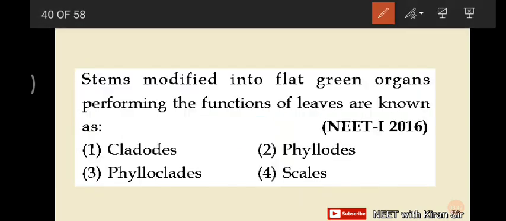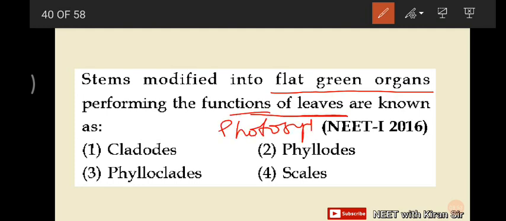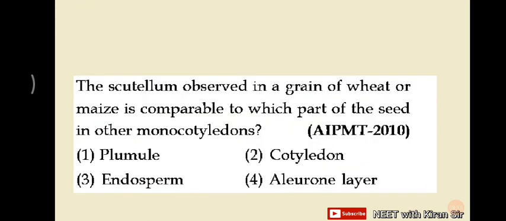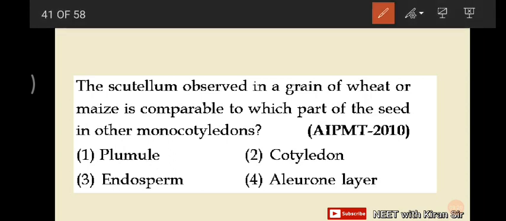Okay, next one. Stem modified into a flat green organ performing the function of a leaf, that is photosynthesis, is known as. Here a flat stem is called phyllode, or cladode, or phylloclade. So generally I will go with phylloclade. They are flat modified stems performing the function of a leaf, that is photosynthesis, hence they are called phylloclades.